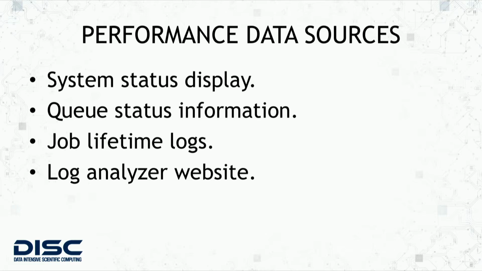It should have a system status display of some kind that should tell you how many people are using the system, how many resources, and how it's divided up. There should be some queue status information so you can see which jobs are running, which jobs are waiting, and how long they've been waiting. There should be a job lifetime log where, for any given job, you can see when it started, when it ended, and how it moved around. These logs can sometimes be hard to read, so we'll show you how you can submit these job logs to an online analyzer and get some more information.